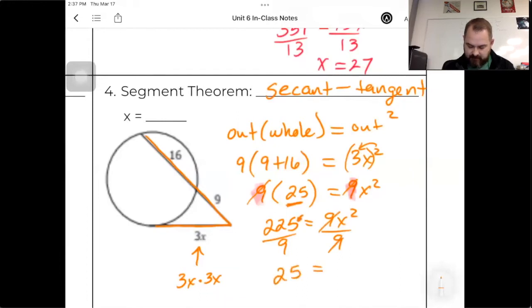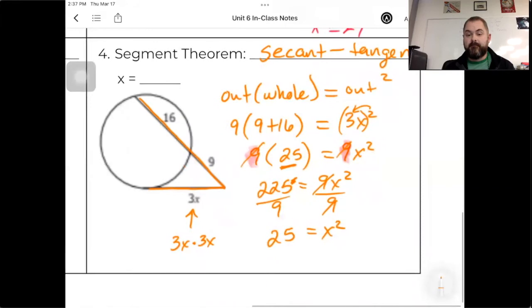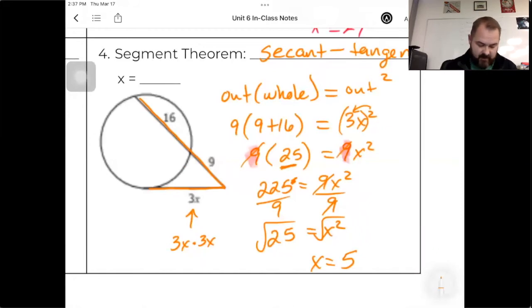25 equals x squared. So I need to take my square root to get x by itself finally. And the square root of 25 is 5. So the length, or the value of x, is 5.